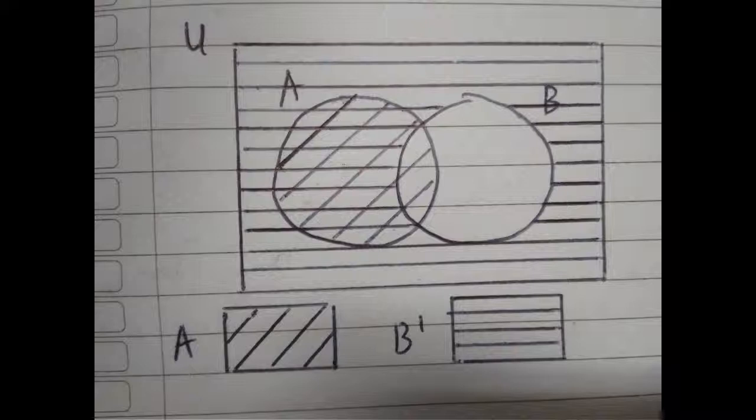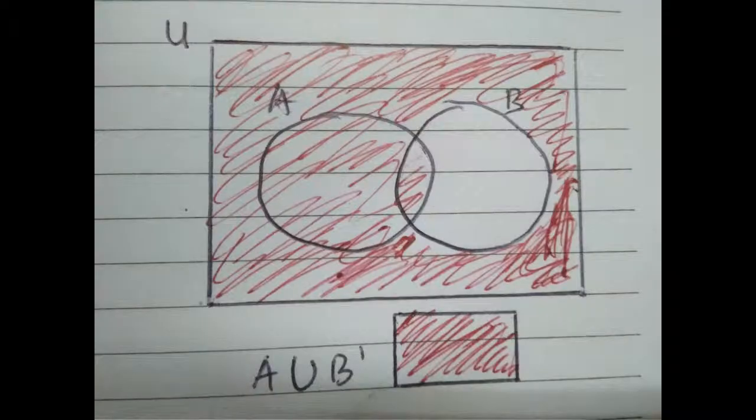And then I draw B complement as the horizontal lines. Okay? And then I draw both of them. And then what we see is that a union does not require that both of them have to be crossed. But if one of them crosses the line, that's already part of the members. Okay?